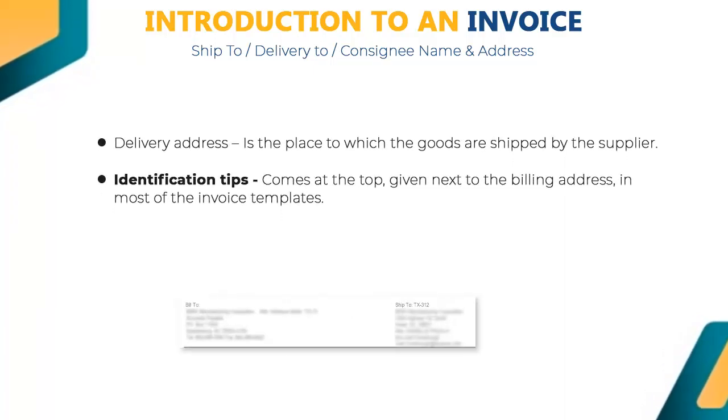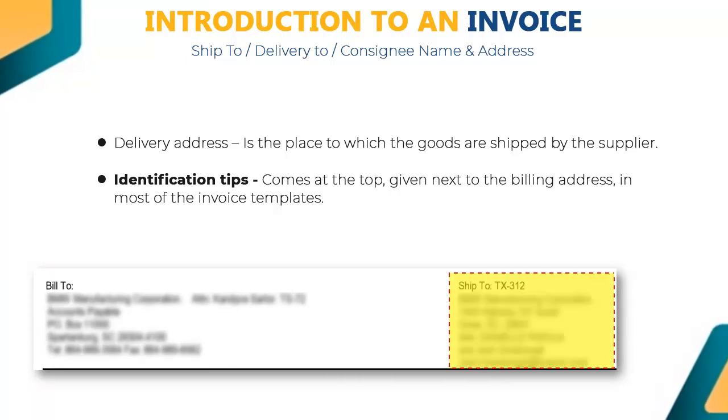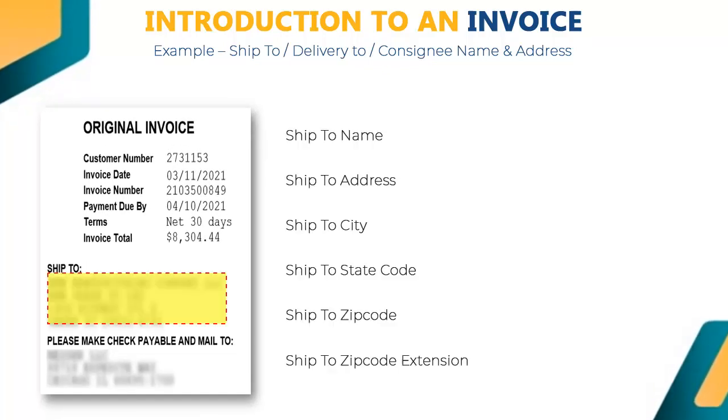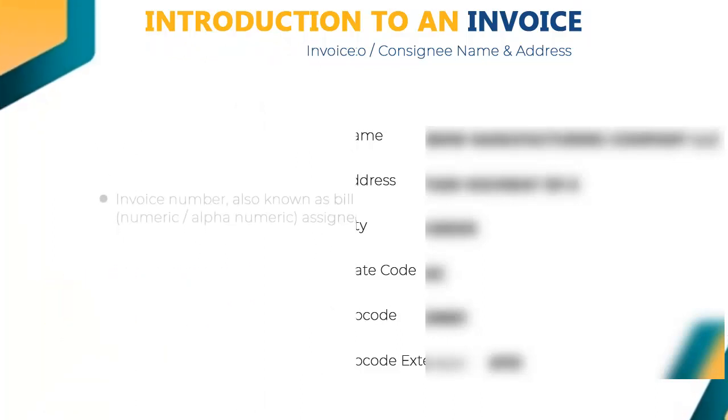Also called ship to or consignee name and address. Identification tips: comes at the top, given next to the billing address, in most of the invoice templates. Example for ship to name and address. Ship to name, BMW Manufacturing Company LLC, ship to address, 1400 Highway 101S, ship to city, Greer, ship to state code, SC, ship to zip code, 29651, ship to zip code extension, 6731.